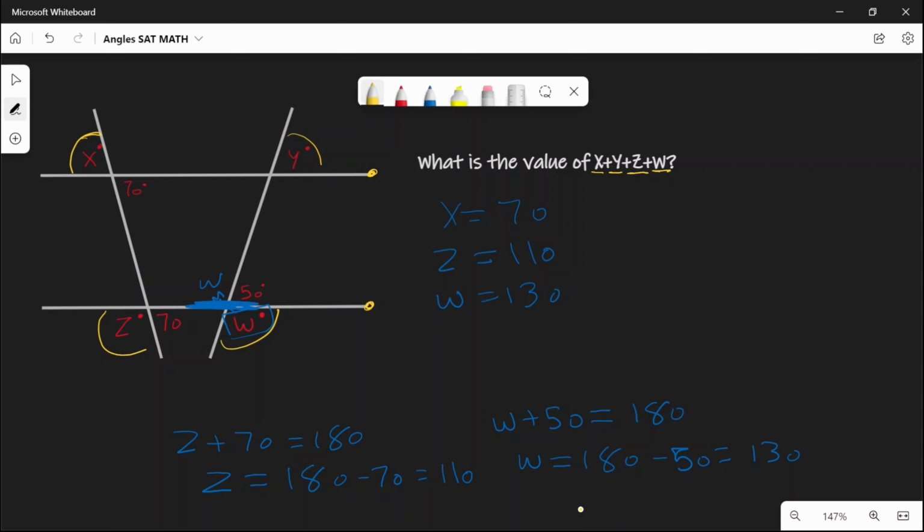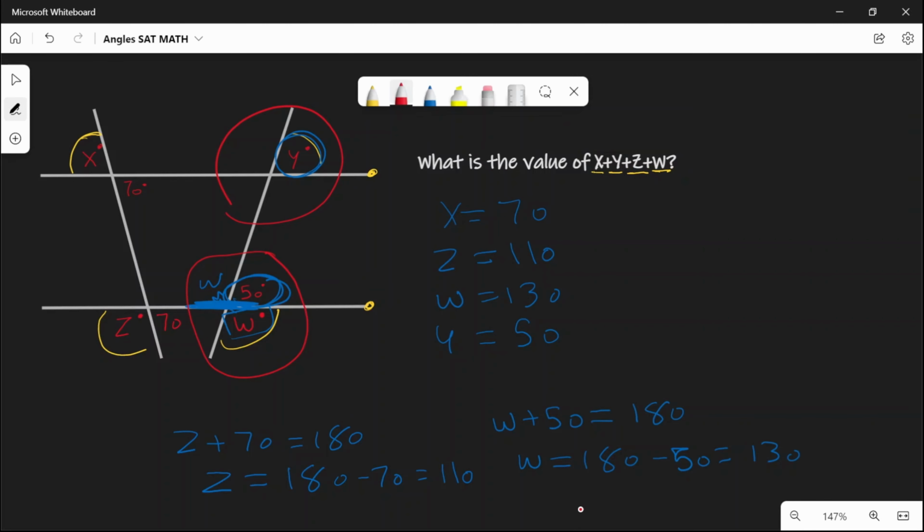Now, what about angle Y? We know that this section is similar to that one. And the angle that corresponds to angle Y is 50 degrees. So y is equal to 50 degrees.